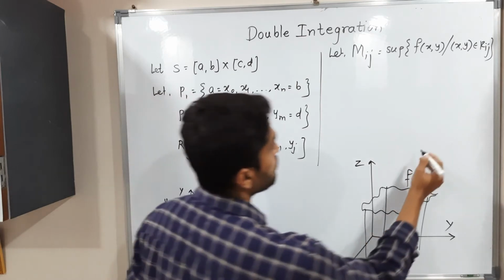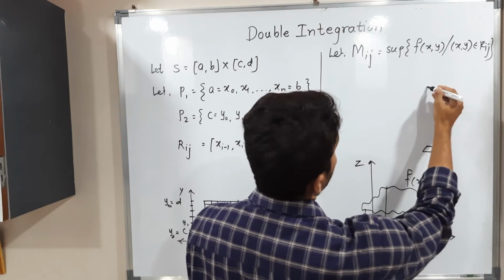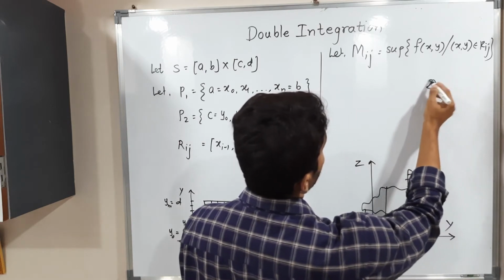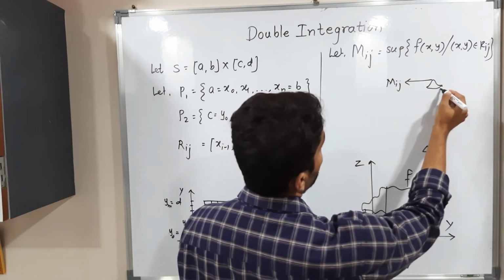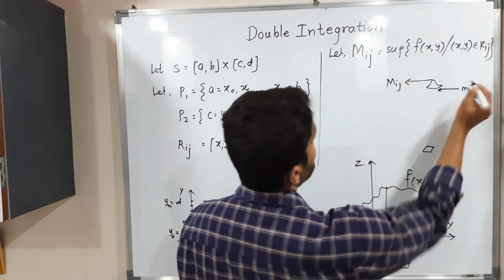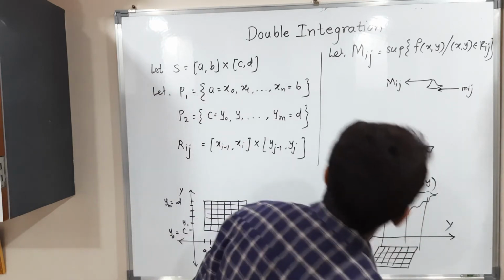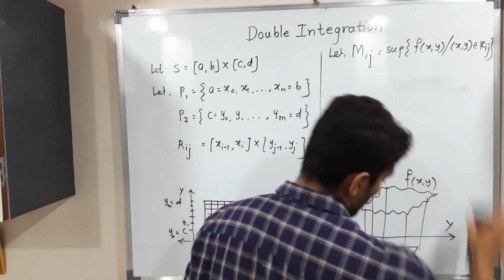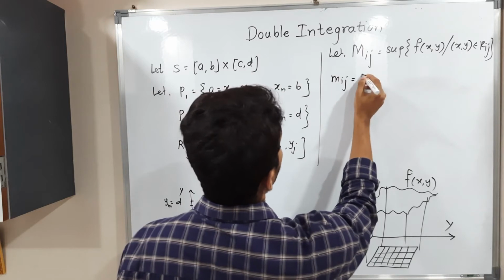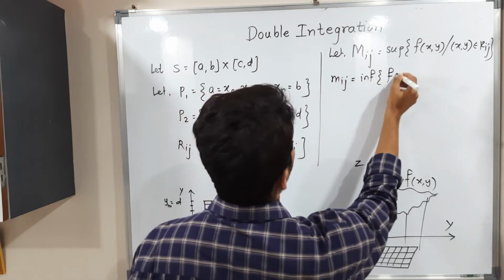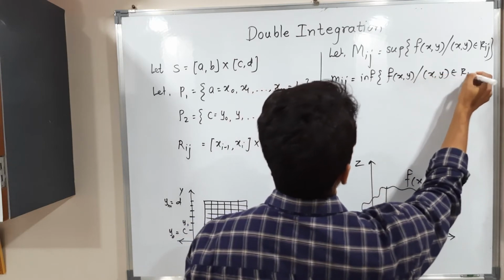For example, suppose you have a subrectangle like this, and suppose there is one surface like this, and part of the surface is like this. So the function has a maximum value somewhere, that is capital Mij. Similarly, the function will have a minimum value somewhere, that is small mij. I'm talking about over this subrectangle. Getting? So I can write here small mij is equal to the infimum, that means minimum value, of f(x,y), (x,y) belongs to Rij.